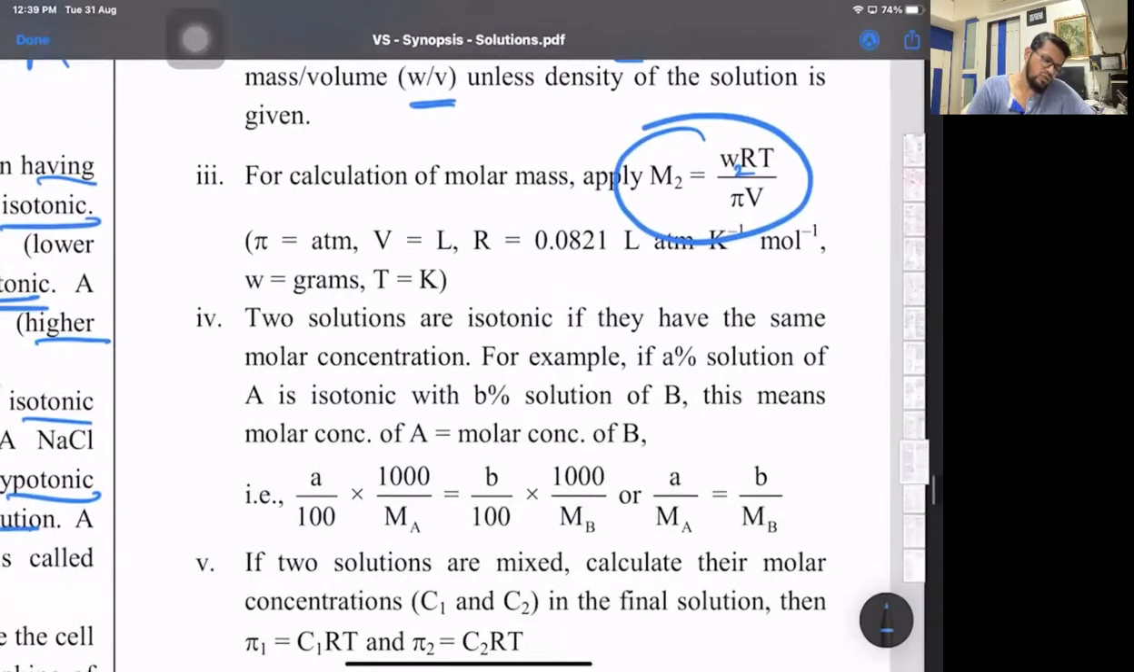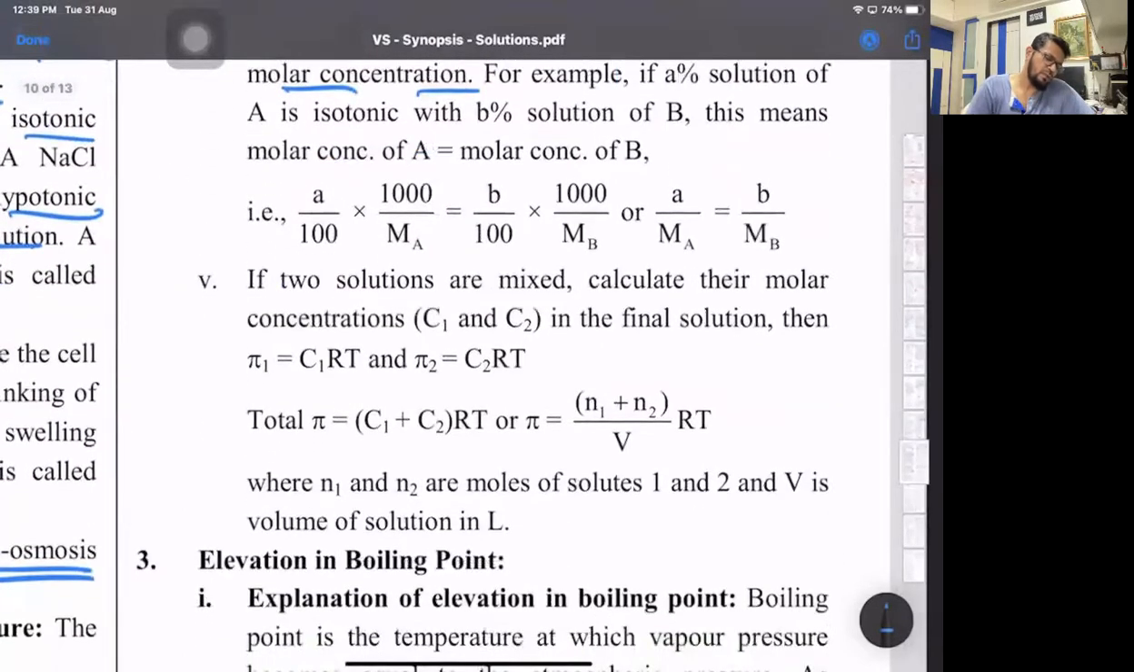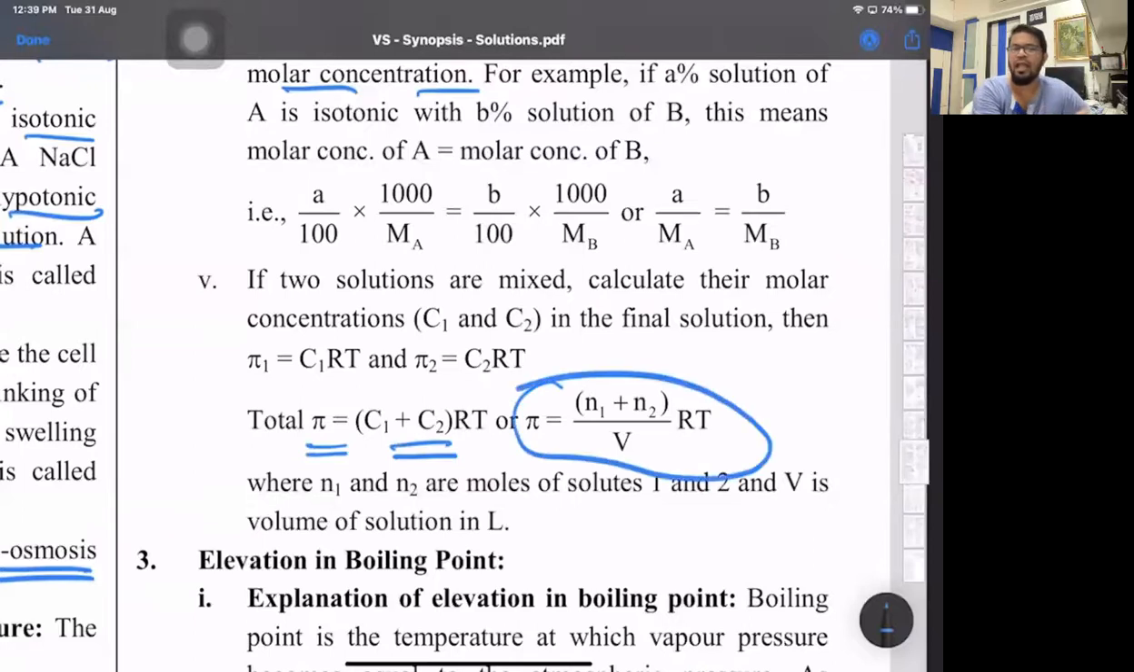Two solutions are isotonic if they have the same molar concentration, that is, C1 is equal to C2. If two solutions are mixed, calculate the molar concentration in the final solution, and total pi can be given as (N1 plus N2) upon V into RT. That is the number of moles, because C is equal to N by V, number of moles upon volume.